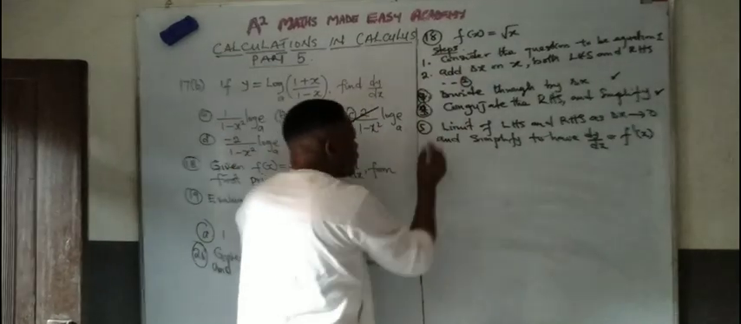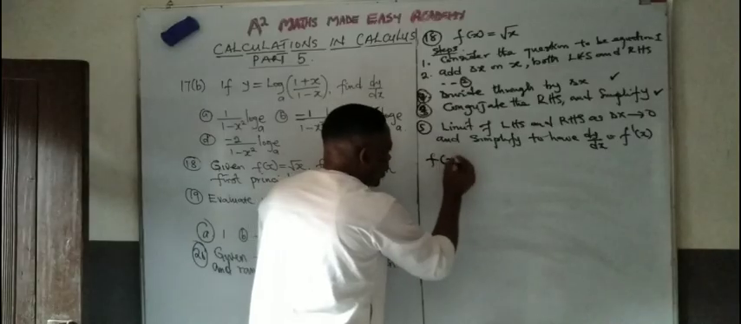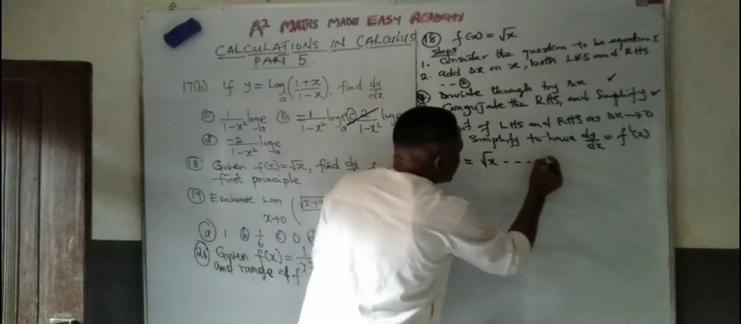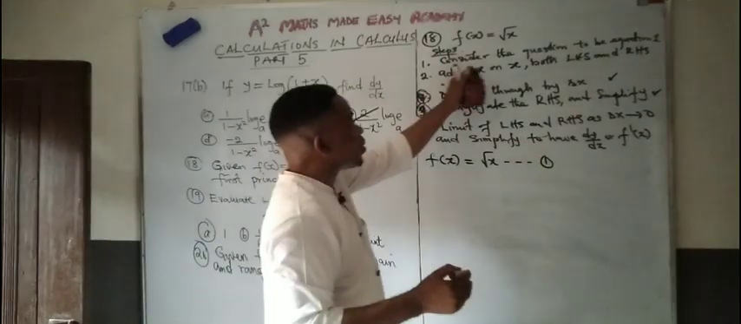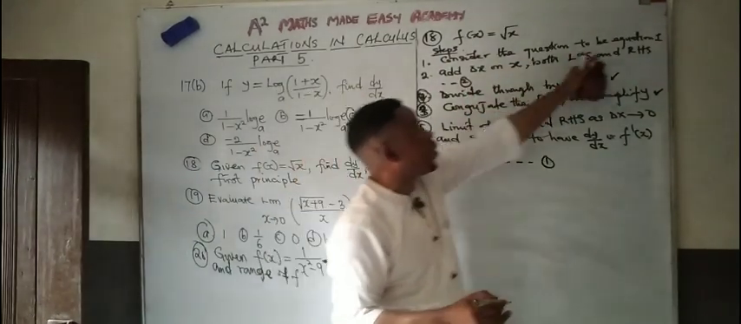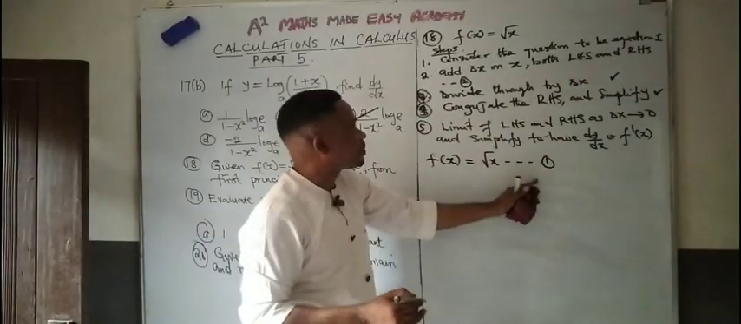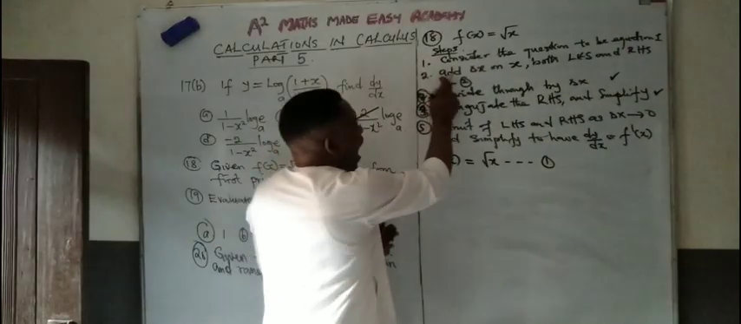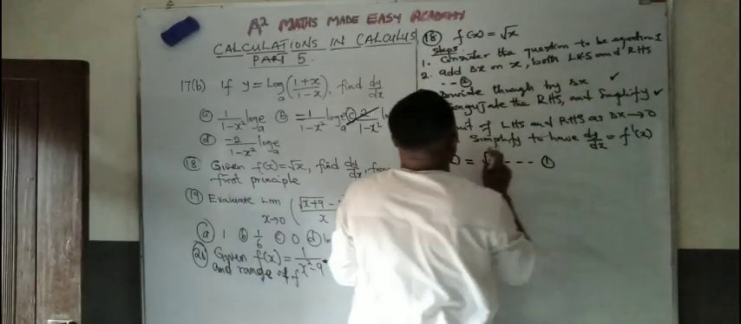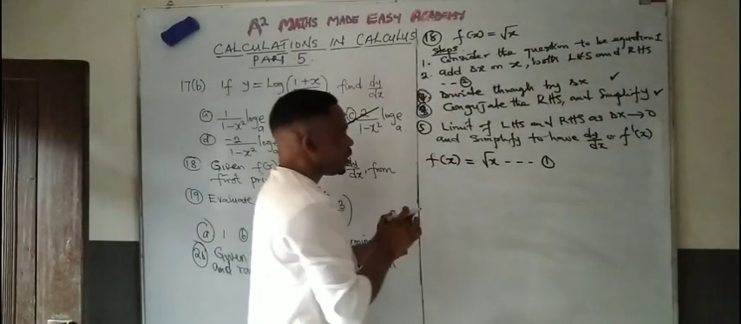Now the question says f(x) is equal to the square root of x. Call it equation 1. That's the first thing. Consider the question to be equation 1. Then step 2 says add the Δx on x, both left and right, and call it equation 2.